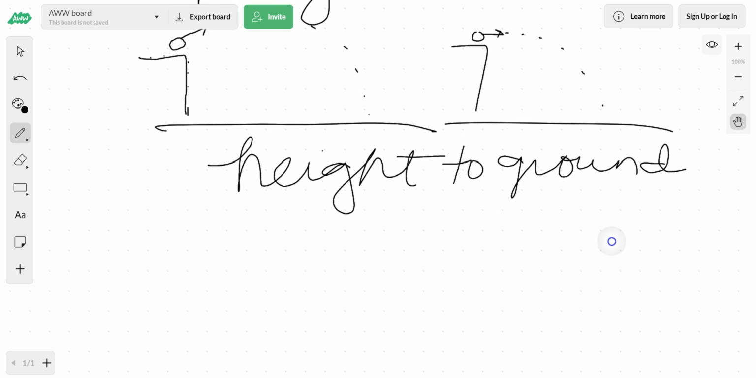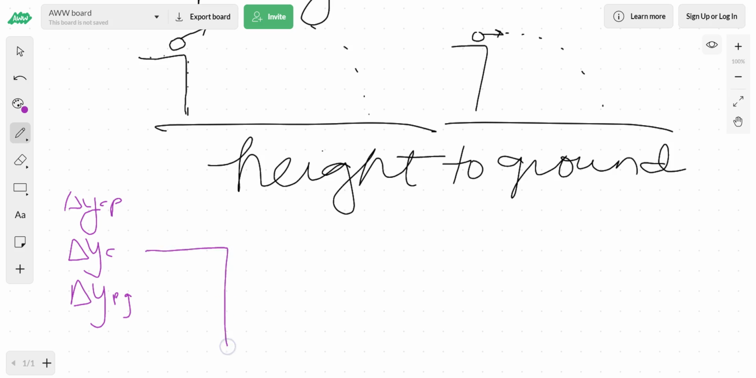A height to ground projectile has a couple different dominant traits that are very different from other types of projectiles. First, when you have a height to ground projectile, especially if it's launched at an angle, you have a ton of variables. So it's really important that you keep these things straight. We have delta y, cliff to peak. Delta y, cliff. Delta y, peak to ground. We have a lot of different things going on here. When you have these three variables, what do they look like?